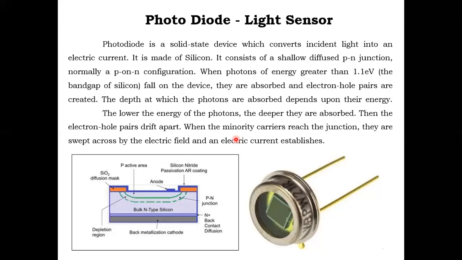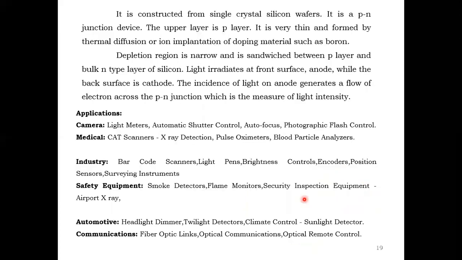That means the photodiode uses a p-n junction. When light falls on it, the p-n junction is disturbed, so the electron flow will be high. Using these variations we can calculate the light intensity. Okay, this is the package for the photodiode.